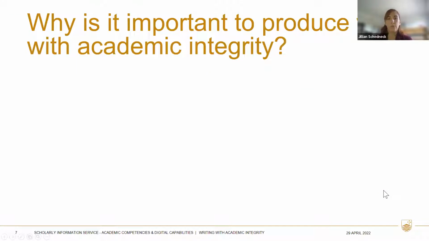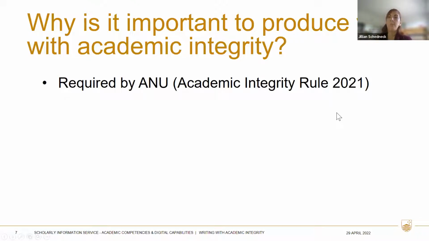Okay, so getting to more of our slides. So why is it important to produce work with academic integrity? Well, it's a requirement. It's part of our new, as in at the end of last year, we had a new academic integrity rule. We had one before that from 2015, and this one is an update that really focuses on academic integrity. Rather than just avoiding misconduct and avoiding plagiarism, this one's more about the positive aspects of how to uphold integrity. So it's a nicer, more positive way of looking at things.